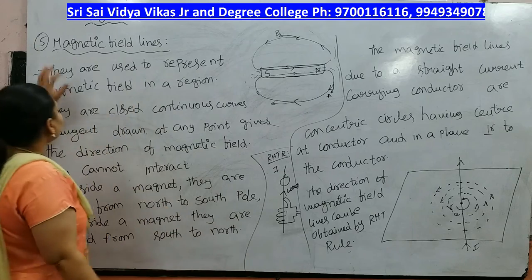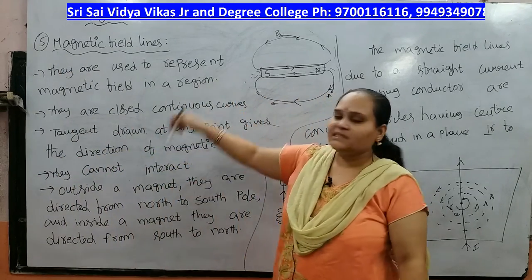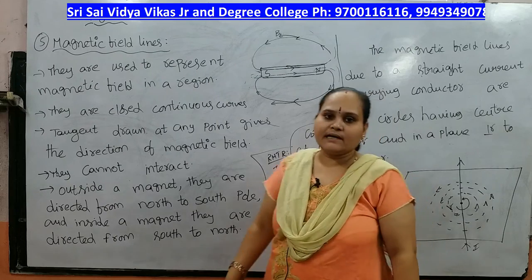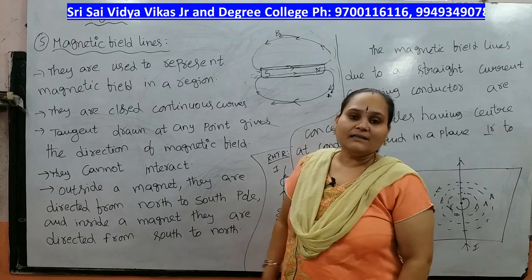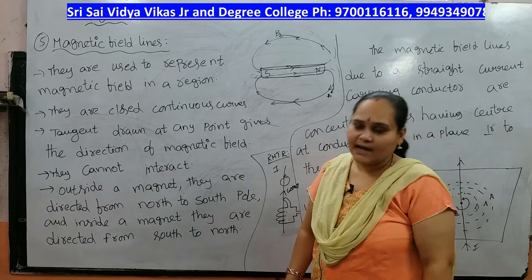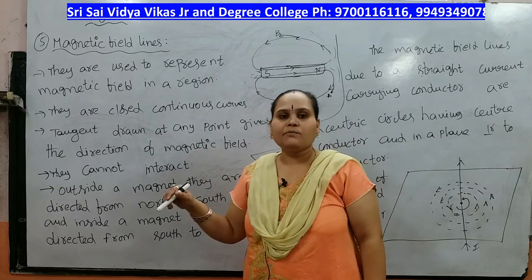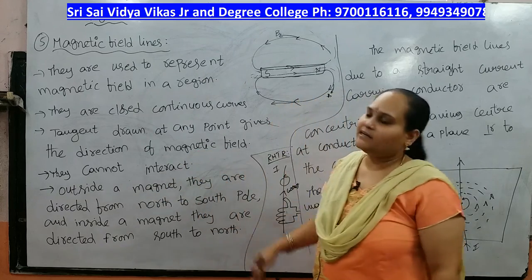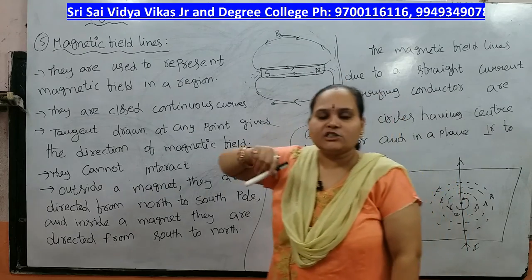I will repeat it once. Magnetic field lines are used to represent the magnetic field in a region, and they are closed and continuous lines and they do not interact with each other. A tangent drawn at any point indicates the direction of the magnetic field. We can draw a tangent like this.